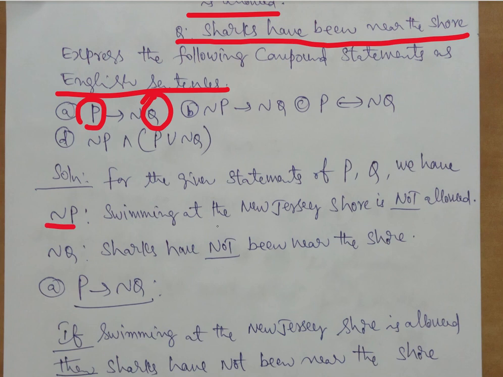So negation means you have to use not. The sentence P says, swimming at New Jersey shore is allowed. Negation of this is, not allowed. Q says, sharks have been near the shore. Negation means sharks have not been near the shore. That's all. Just put not appropriately wherever it is required.